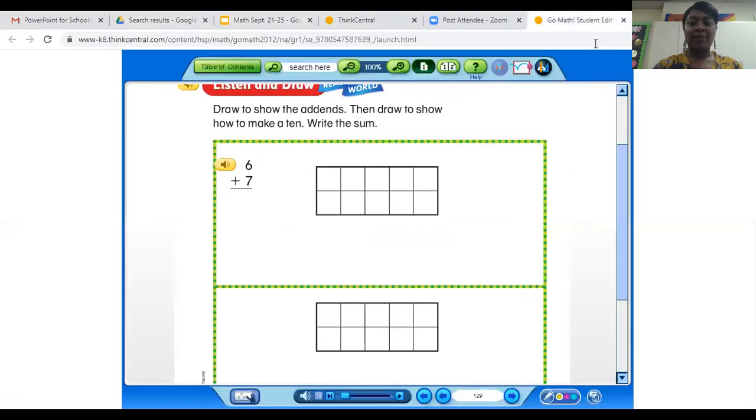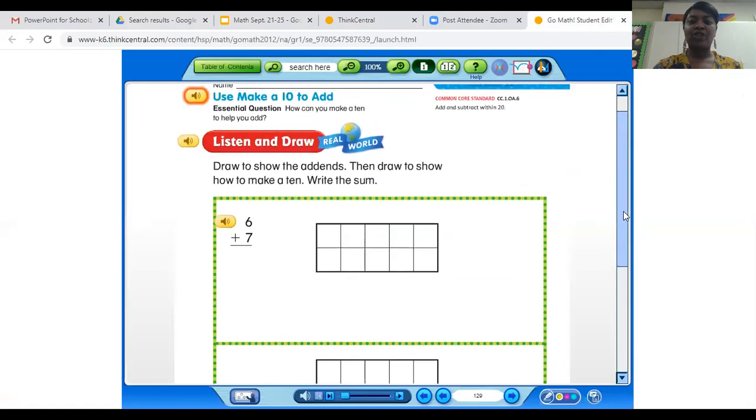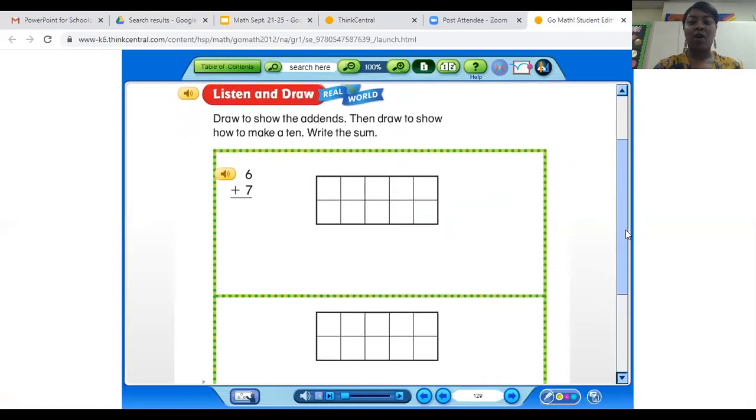All right, I have my book. I'm on page 129. What we're going to do, we are going to listen and draw. What are we going to do? Listen and draw. That's right. So let's listen.